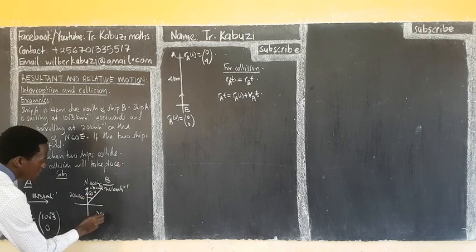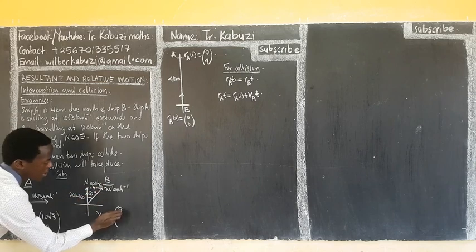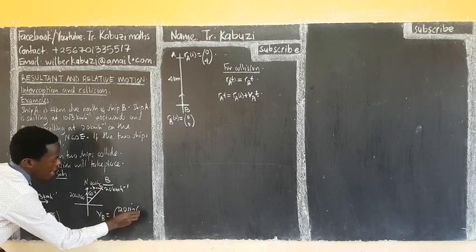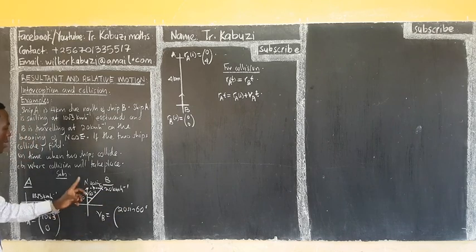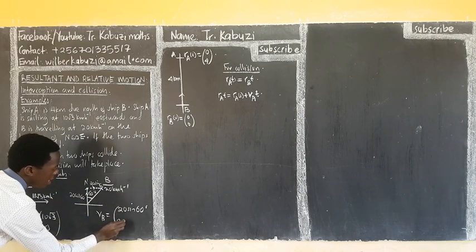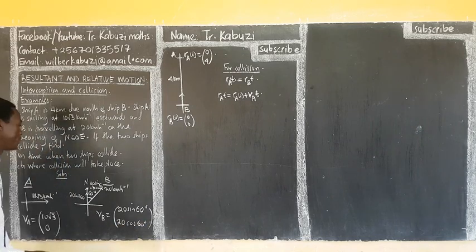So we have our velocity of B. The horizontal component is 20 sine 60, you see it's going in the positive. Then the vertical component is also going in the positive, and it's 20 cos 60 degrees.